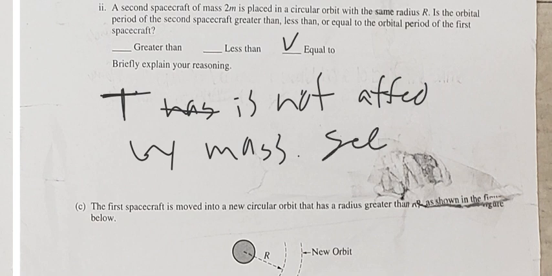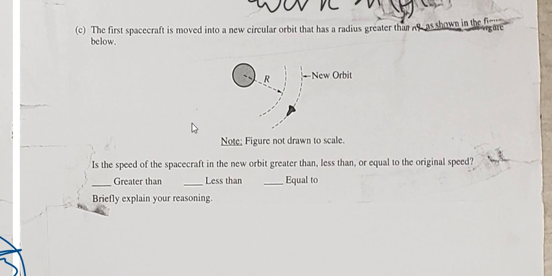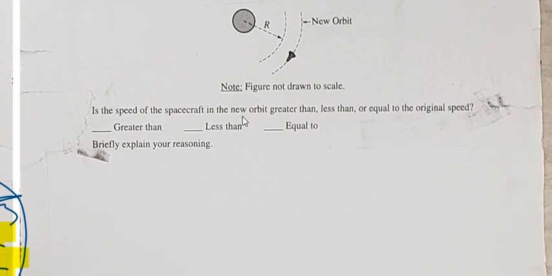Okay, that works for that one. Okay, so now they do something else. Oh, it's kind of broken. The first spacecraft is moved to a new circular orbit with a radius greater than r, as shown in the figure below. So it's a new orbit, it's further out. Is the speed of the spacecraft in the new orbit greater than, less than, or equal to the original speed?